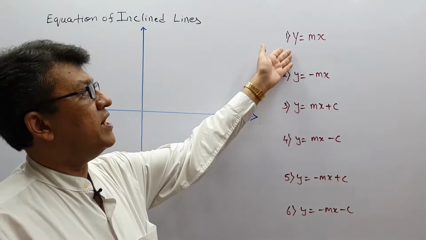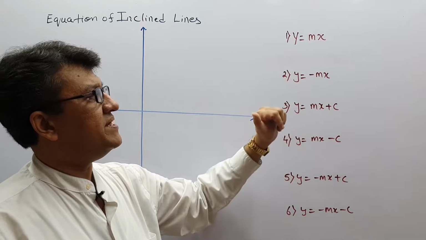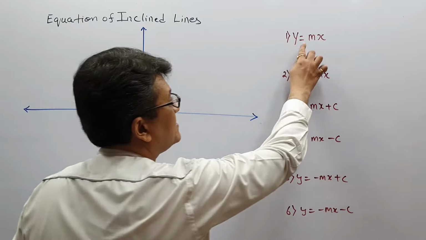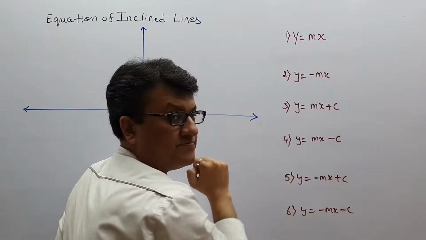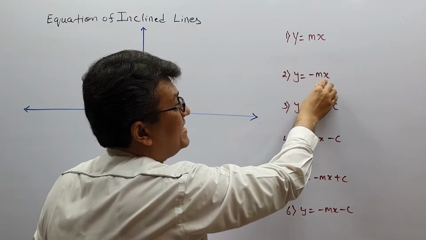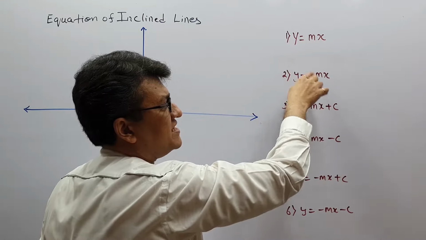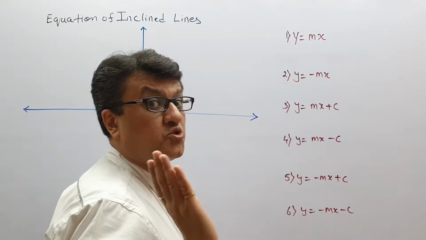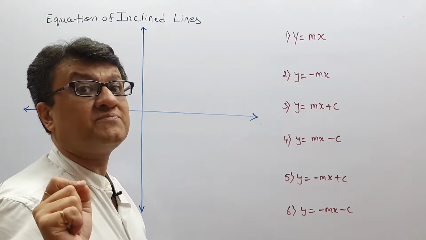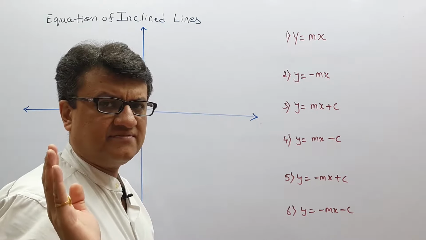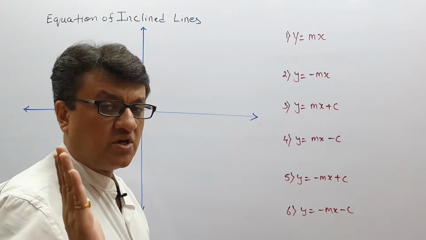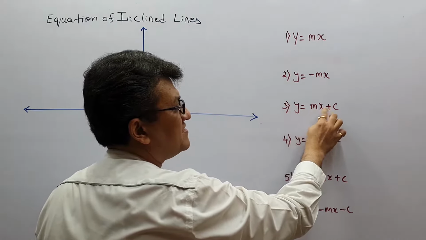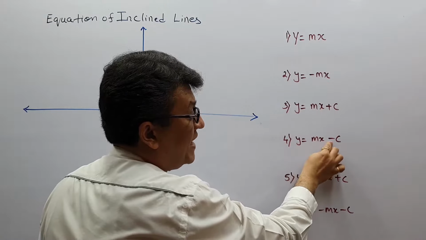What are those? Y is equal to mx, y is equal to minus mx, y is equal to mx plus c. Now check, what are we doing? Y is equal to mx, there is no c. Y is equal to minus mx, here it was positive mx, here it is negative mx. Then we all are aware, equation of line presented in slope-intercept form is y is equal to mx plus c. I have given you everything. Equation of line is always presented as y is equal to mx plus c. So y is equal to mx plus c. Then y is equal to mx minus c.